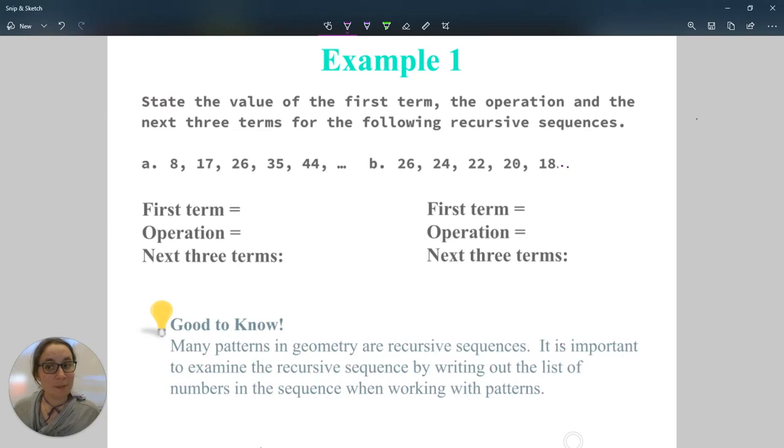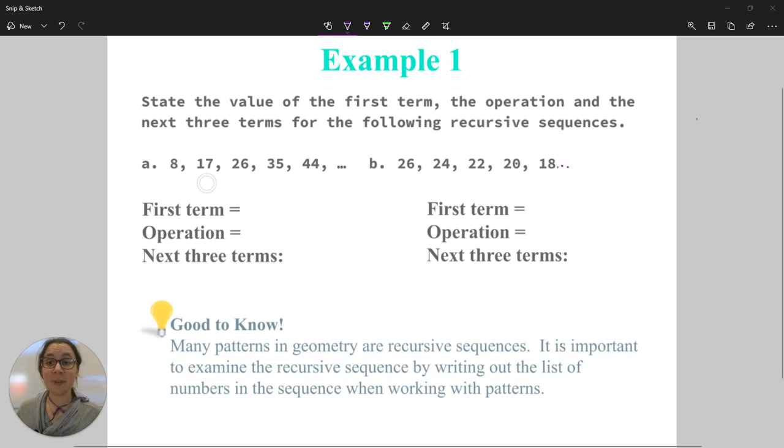This is example 1 of lesson 4.8, patterns and functions. Our goal for this example is to state the value of the first term, the operation, and the next 3 terms of the following recursive sequences. A recursive sequence, as you will have learned on the previous page, is a sequence of numbers, such as this one I have here, that goes from 8, 17, 26, 35, 44, that is having the same operation done to each number in the sequence each time.